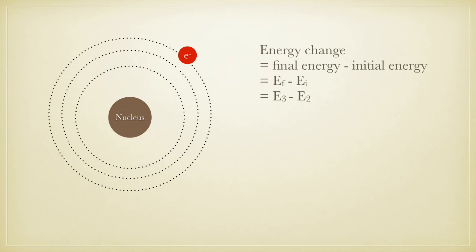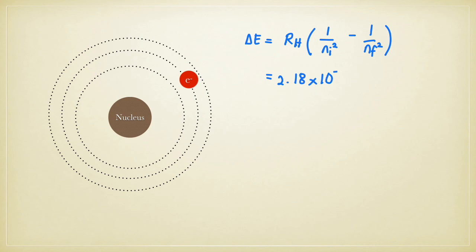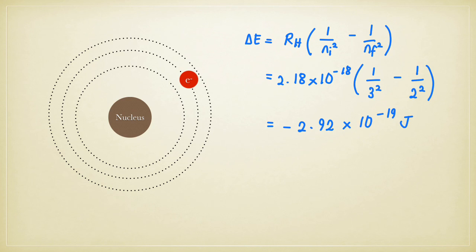Let's try another example. This time, the electron is falling from n equals 3 to n equals 2. To calculate its energy change, we should deduct energy at level 2 from energy at level 3. By using the formula, we substitute 3 and 2 as n initial and n final respectively. This time, the energy change is negative 2.92 times 10 to the power of negative 19 joule. Note that the negative sign indicates that energy is being released.